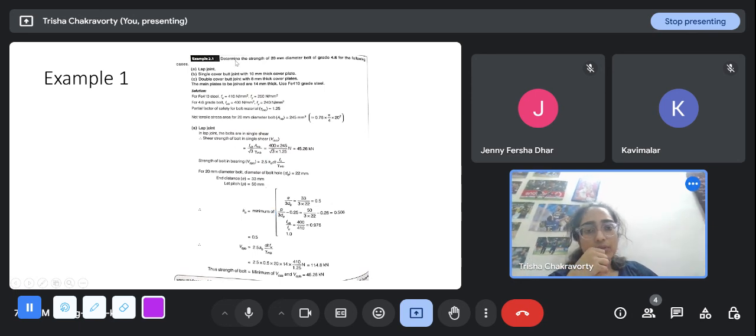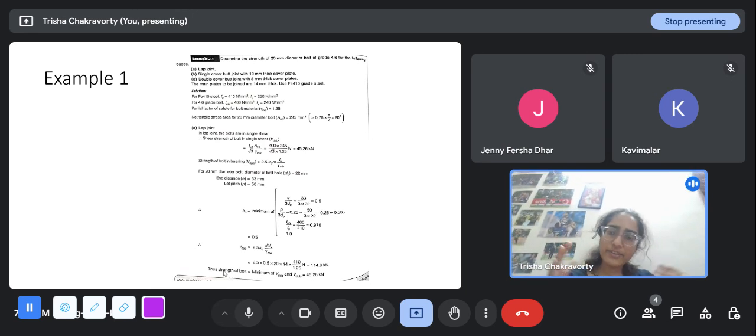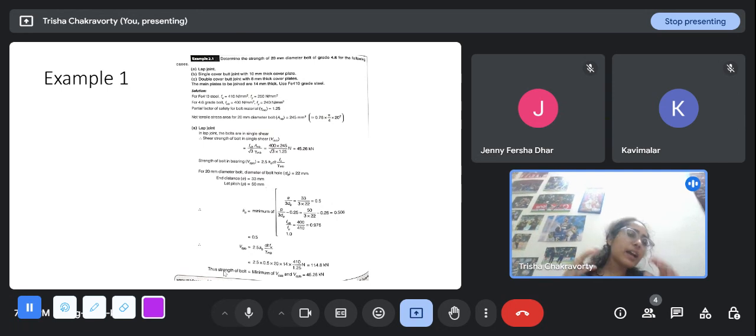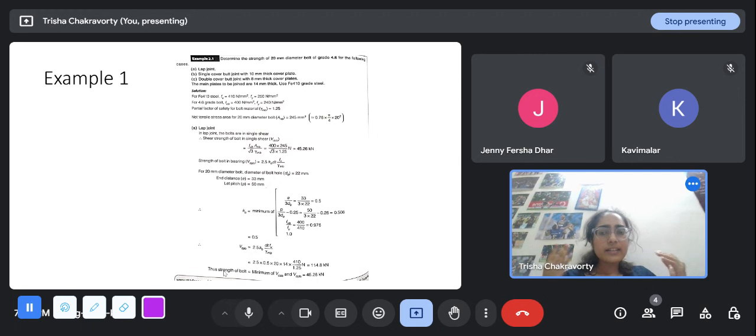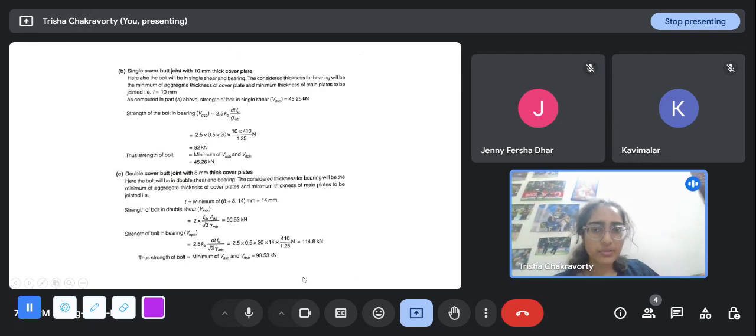Now, what is the strength? It will be the minimum of the shear strength and the bearing strength. The shear strength was 45 and the bearing strength was 104. So the strength is always the minimum one, because if the developed stress reaches 45, it will fail in shear. It won't go up to 104. So you find the capacity from all the criteria, then take the minimum, and that is the strength of the structural element. The strength of the bolt is the minimum of these two, that is 45.26 kilonewton.